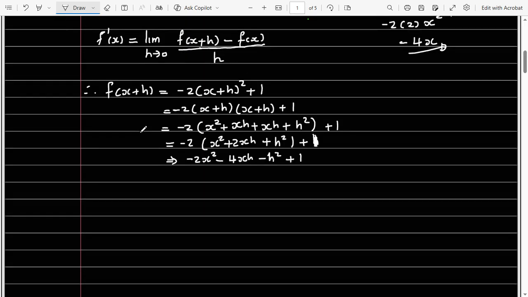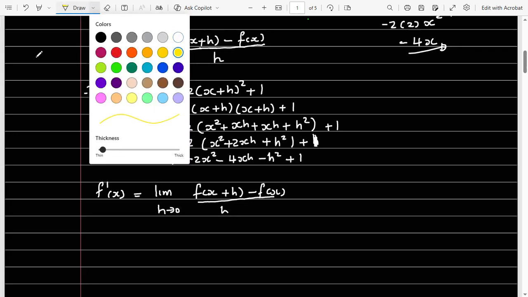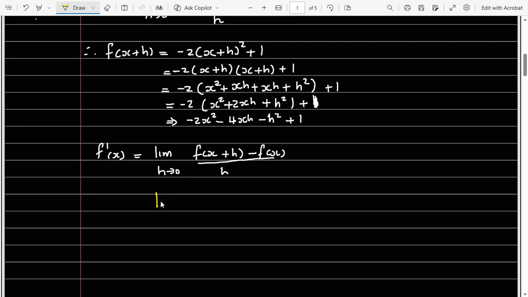I need to take f of x plus h and substitute it into that limit. Remember we said f prime of x is equal to the limit as h approaches 0 of f of x plus h, we subtract f of x, and then everything divided by h. Let's work on that part. So this will be the limit as h approaches 0. My f of x plus h is this, and that is what we need to substitute.